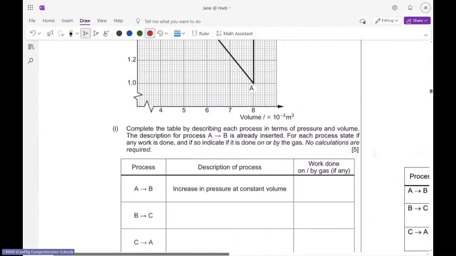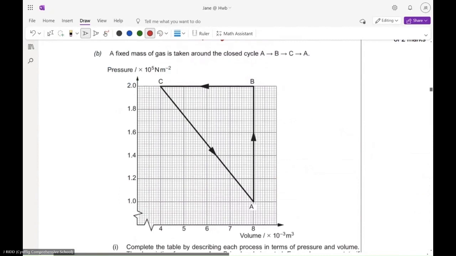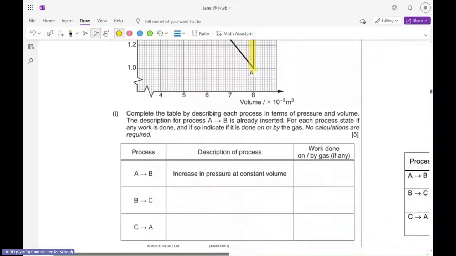A to B then. If we look at A to B, first and important thing to note is that there is no change in volume. So if there's no change in volume, then work is neither done on or by the gas. And we'll make that note there now. So no change in volume, and work done, well, none.